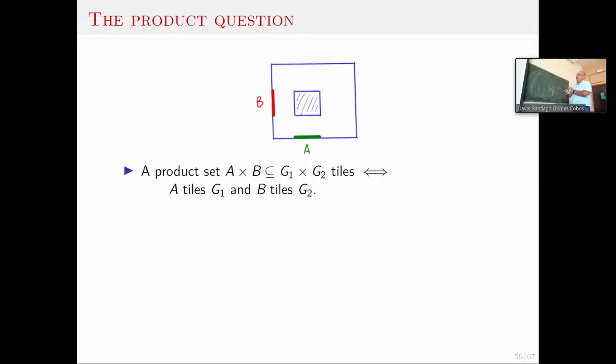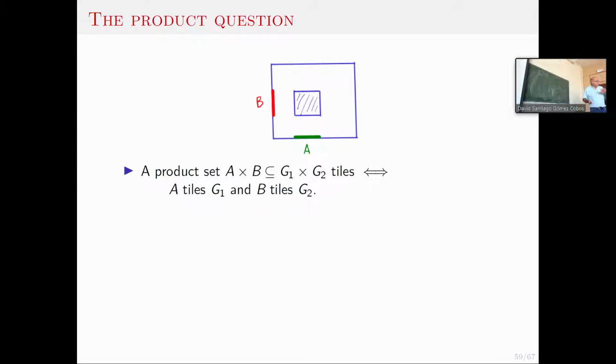If you take a product set, so in R^m cross R^n, you can take a set A here and a set B here and cross them. You have a product set, A cross B. It's very easy to see that the product set tiles if and only if the components tile their corresponding space. That's very easy to see.